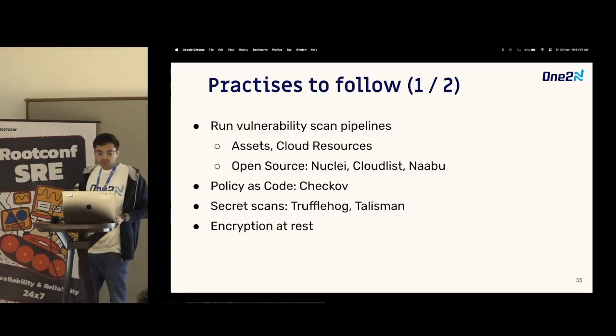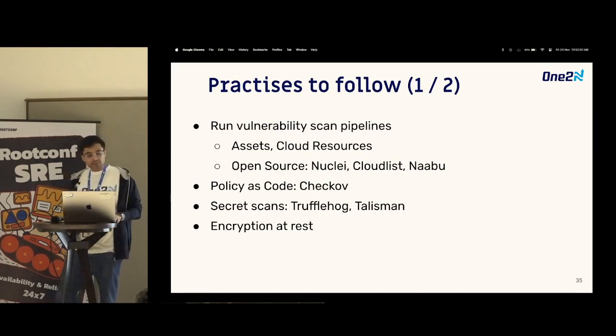What are the practices to follow? You can run vulnerability scan pipelines for all your assets and your cloud resources. Some of the tools that I use are Nuclei, Cloudlist, Naabu. They are open source. For policy as code, we use Checkov. Basically, it will see that all your Terraform or your CloudFormation or your Helm files are not violating good practices. For secret scans across, let's say, GitHub or your S3 buckets, you can use Trufflehog and Talisman.